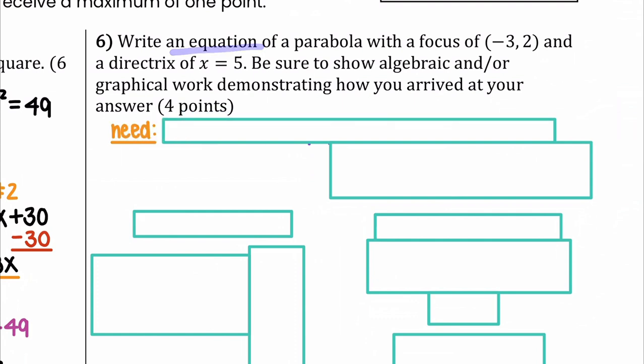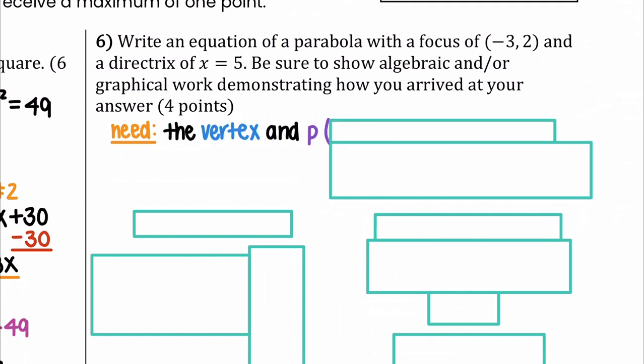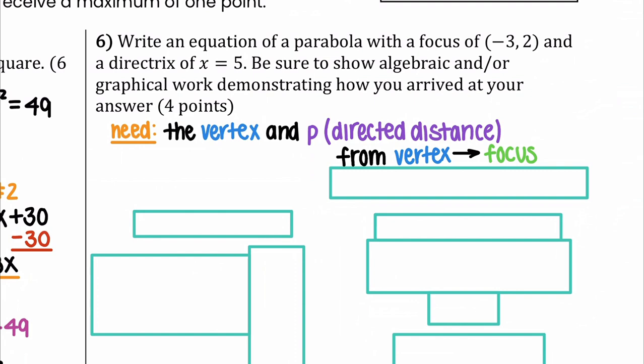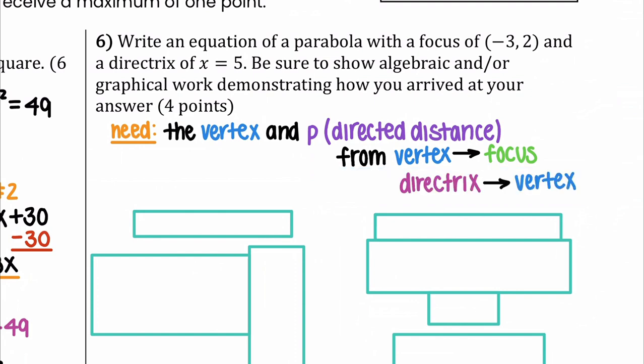Okay. Every single time they ask us to write an equation of a parabola, we always need two things. We always need to find the vertex, and we need to know p. P, again, is the directed distance, or in other words, the distance from the vertex to the focus, or from the directrix to the vertex. So again, we're saying directed distance because p could be either positive or negative, and it tells us which direction our parabola is going to open towards.